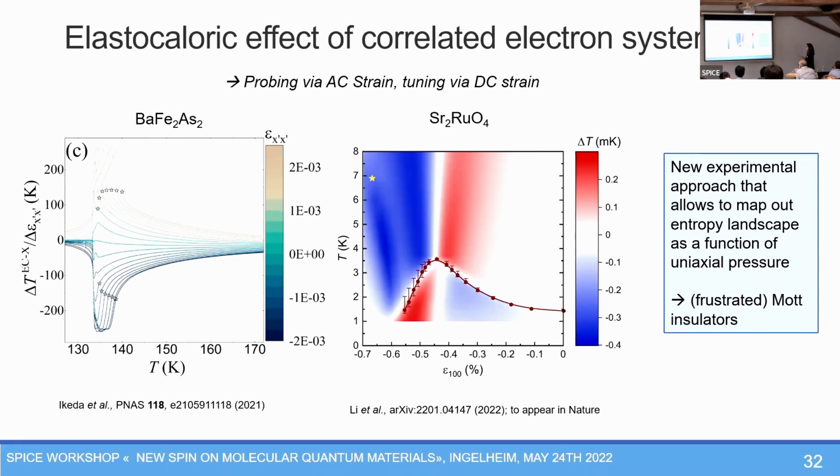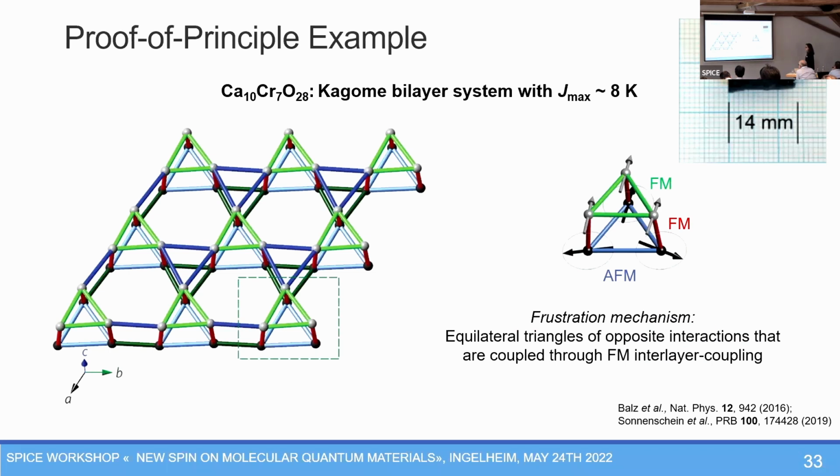So in order to show that we can actually do those measurements, we chose our proof-of-principle example, which is the material called calcium chromate, Ca10Cr7O28. I will introduce that material in a second, but I do want to point out that this is a material which grows in very nice large single crystals, which makes our experiments initially much easier because we do need large freestanding materials to do those types of experiments. Now the structure looks a bit complicated, but actually the important unit is this one, which is shown here on enlarged scales.